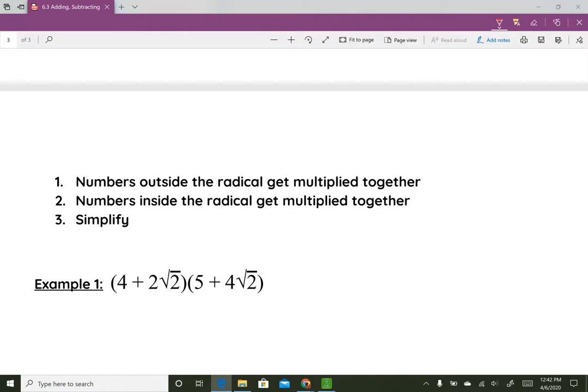So here's the deal. We have 4 plus 2 root 2 times 5 plus 4 root 2. So the first thing that we're going to need to do is we're going to need to FOIL.